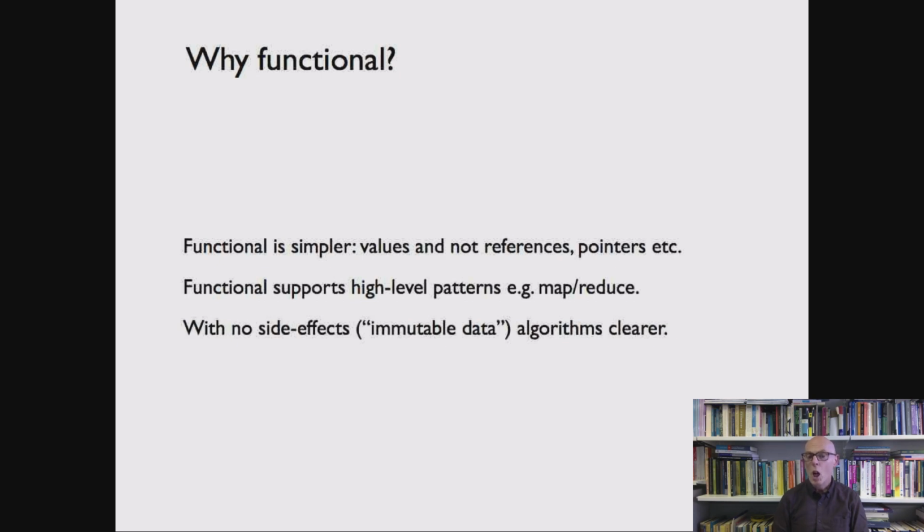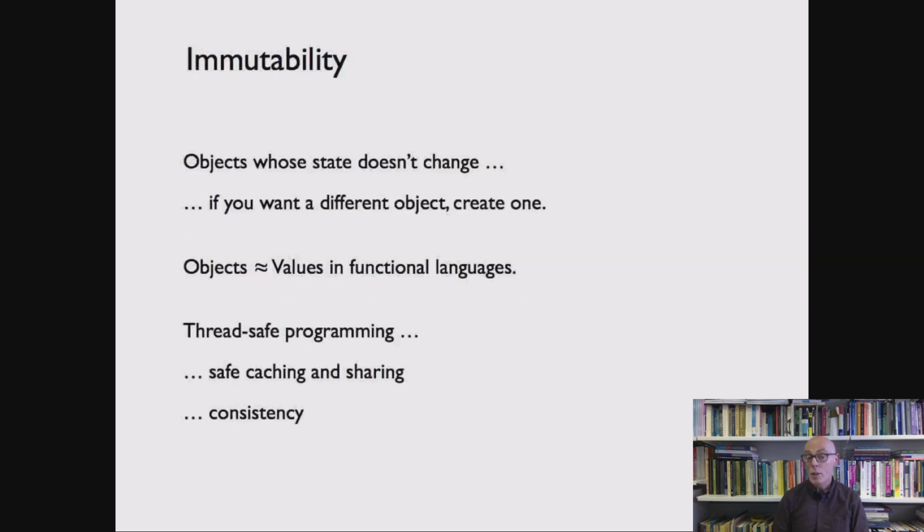And finally, we don't have side effects. We don't compute by changing the state of a machine, so our data becomes immutable, and that makes algorithms clearer. But immutability also means that we can do things in a much cleaner way.